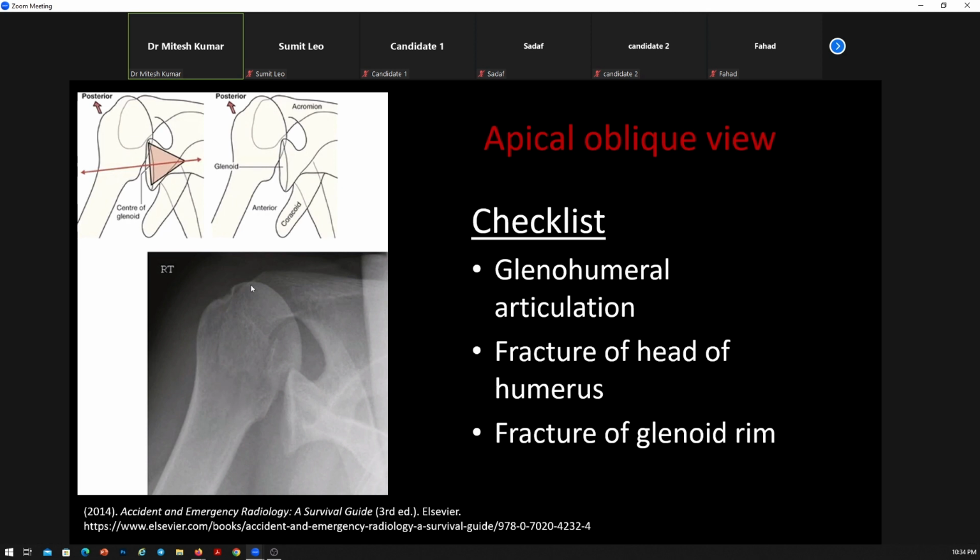Now this is again an example of posterior dislocation. In apical oblique view, we should always look at the glenohumeral joint articulation, and in addition to that, we should look at fracture of the humeral head and glenoid rim fracture. So this is an example of anteromedial compression fracture resulting in reverse Hill-Sachs lesion. So here we can expect a reverse Bankart lesion, but unfortunately in this we do not have this.